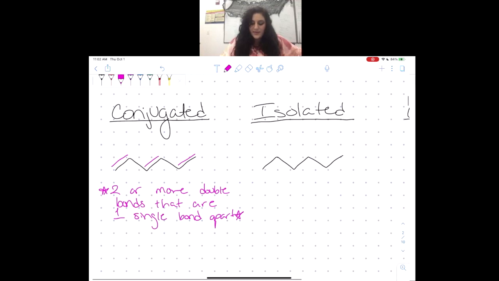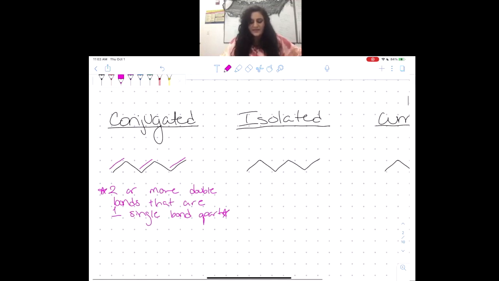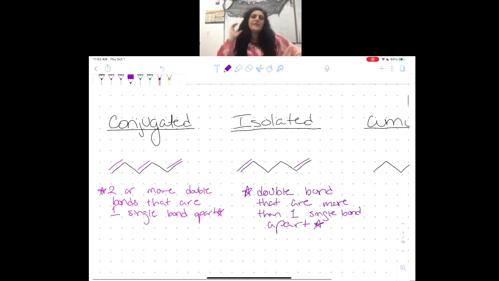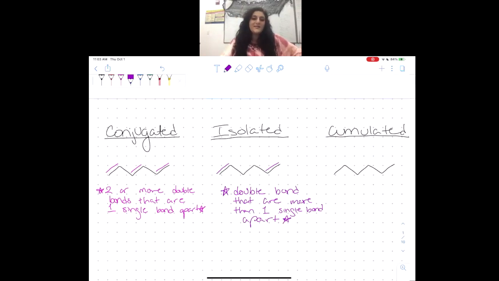So let's say something like this, where we have two double bonds in the system, but they are actually 1, 2, 3 single bonds apart. And we can think about this because the term isolated means by yourself, far apart, away from others. So each of these double bonds is isolated from the other double bonds.